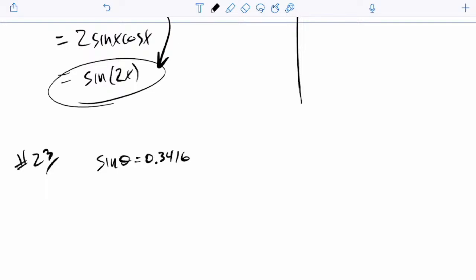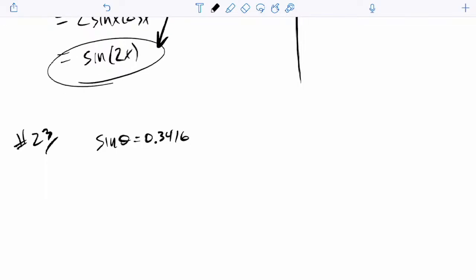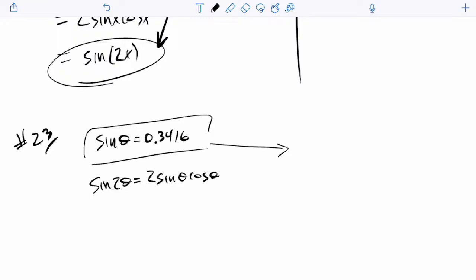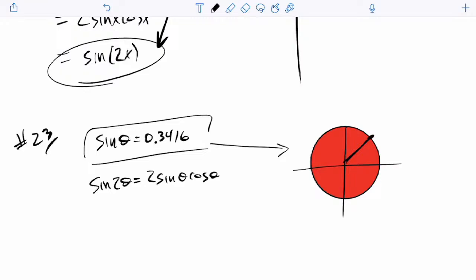Alexa, for this one here, they want the sine of 2 theta. So I'm sure you wrote down 2 sine theta cos theta. Where you're having trouble is you're not sure how to find the cos of theta, but they tell you in this question that you're in the first quadrant. So I know I'm in my first quadrant here, and I know that your sine is going to be your opposite, which is 0.3416, divided by your hypotenuse, which is 1. Right? This number here is 1 over 1.